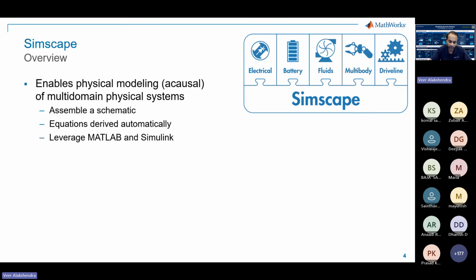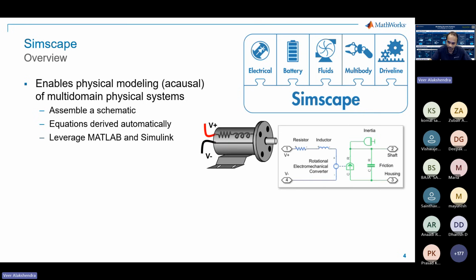For example, if you take a spring mass damper system, spring is a physical system. Similarly, you have a damper. Similarly, in the electrical system, let's take an example of a DC motor. If you want to build a DC motor, this is how it looks. It has different physical elements like resistor, inductor, electromagnetic converter, and inertia.